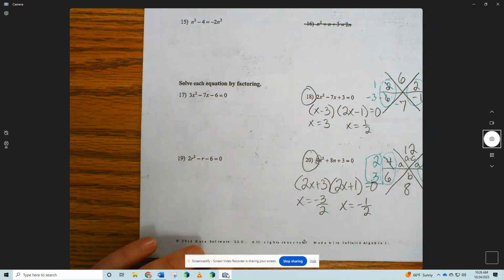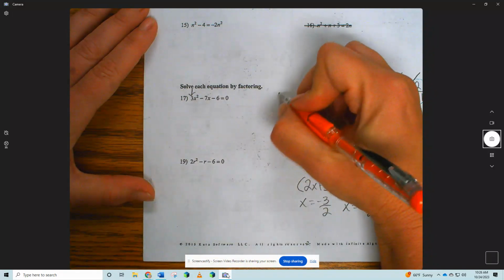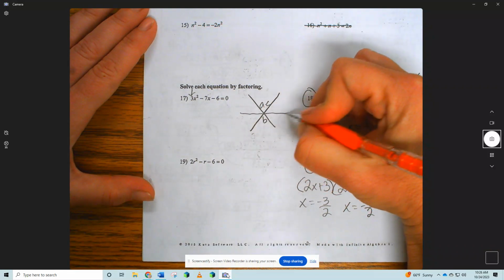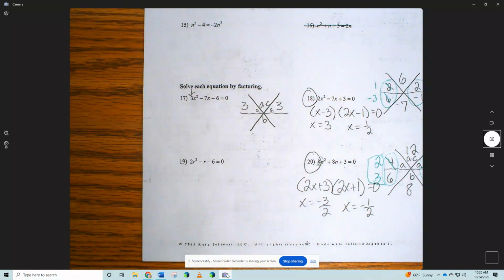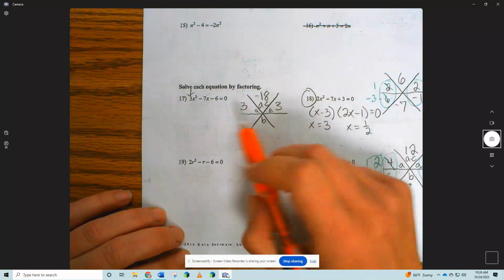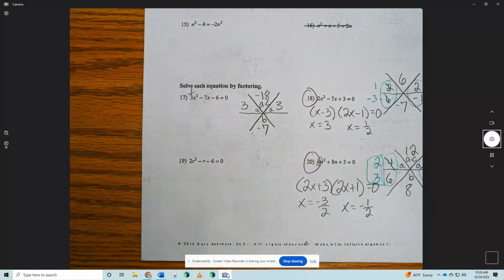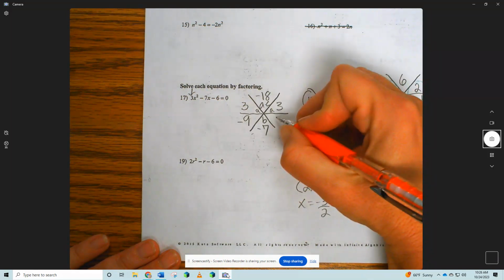Okay, so then I'll do 17. Once again, A is a number. So I'm going to do my X with A times C, and here's B. But I'm going to draw a horizontal line, and those are going to be my A's: 3, 3. Okay. A times C is 3 times negative 6. So I'm going to do negative 18. B is in the middle. That's negative 7. So I'm going to do what multiplies to make negative 18 and adds up to negative 7. 9 and 2. Negative 9 and positive 2.